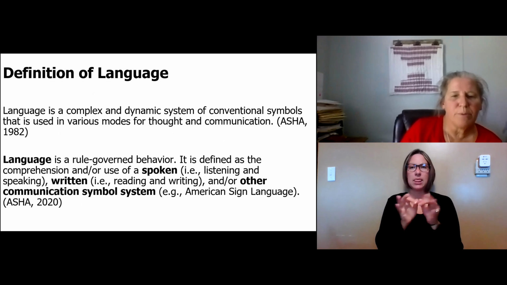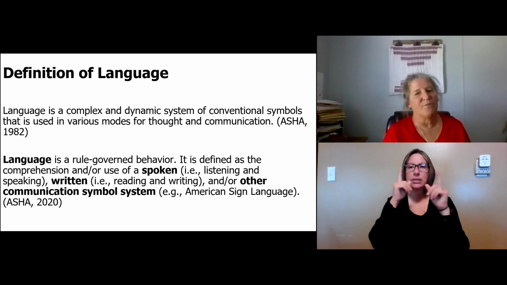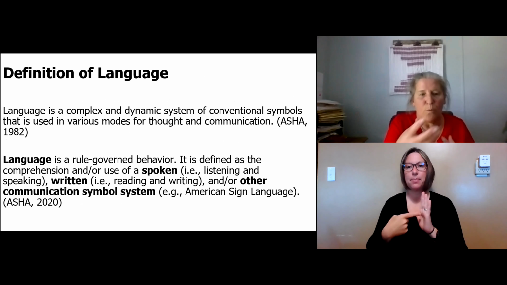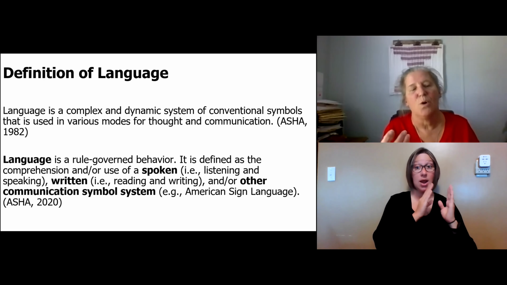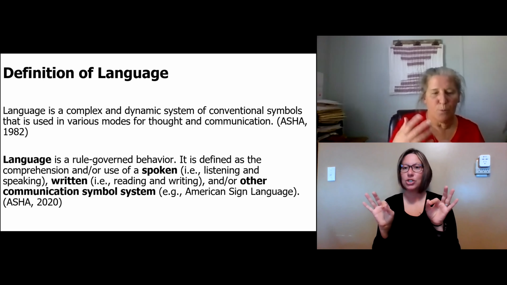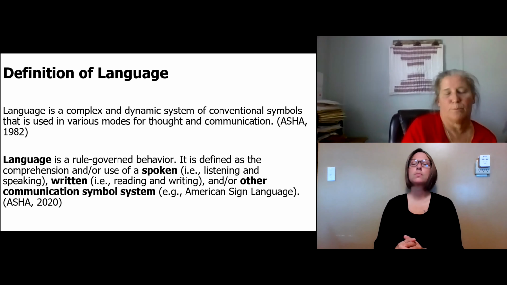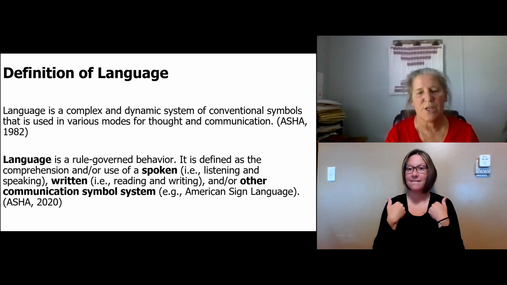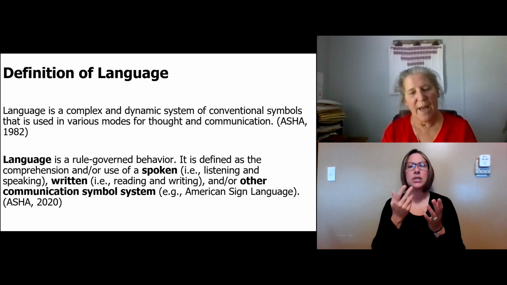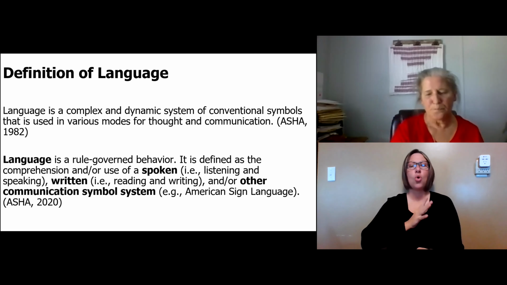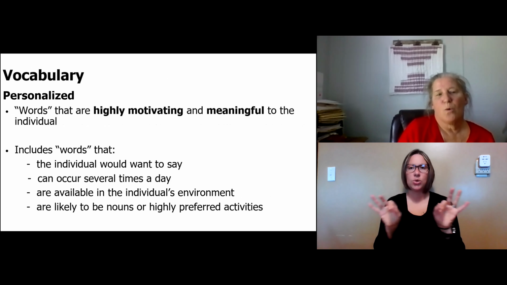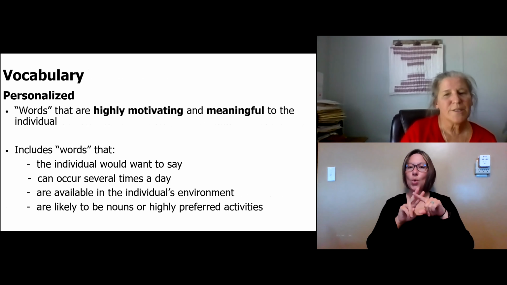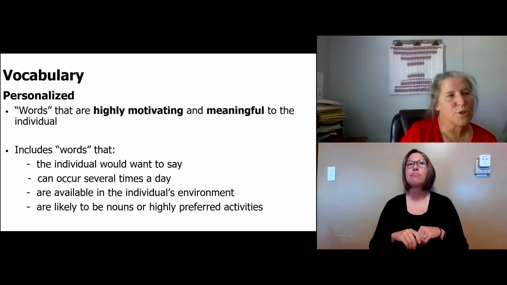And language is a complex and dynamic system of conventional symbols. So see, we've gone from communication, and now we really do want them going into more of a language-based approach. And language is rule-governed behavior. So now we really are trying to get them into understanding a more formalized system, and that is developing that language. Okay. So that starts with vocabulary. And we start with personalized vocabulary. Words that are highly motivating and meaningful to the individual.